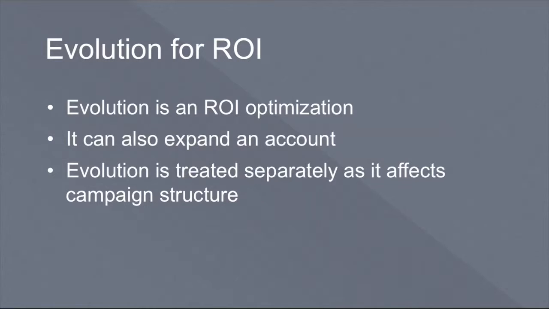And I've treated this separately because everything we've done so far, we haven't fundamentally changed the account structure. We've just worked with what we had and added negatives, changed some settings. We've worked within the constraints that we set up in our campaign structure. Evolution affects our campaign structure. That's why I'm treating it separately.